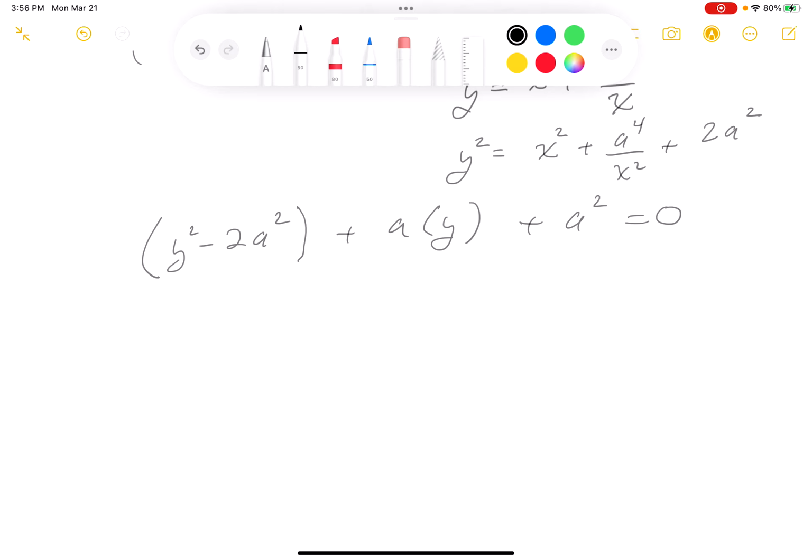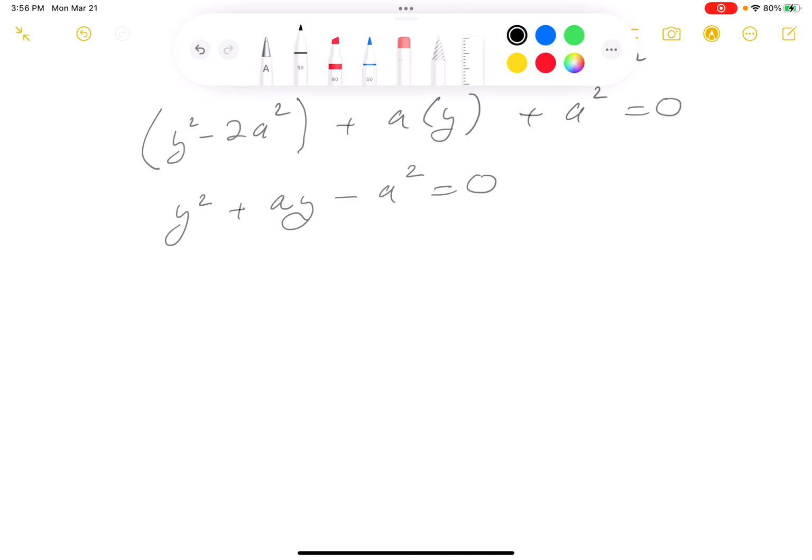Not out of the woods yet. You get y^2 plus ay minus a^2 is equal to 0. Quadratic formula. So I'm going to say y is equal to minus a plus or minus the square root of a^2 minus 4 times the coefficient of the y^2. So it's going to be plus 4a^2 then. All right, let's keep going. I'm going to write this down now, don't I?